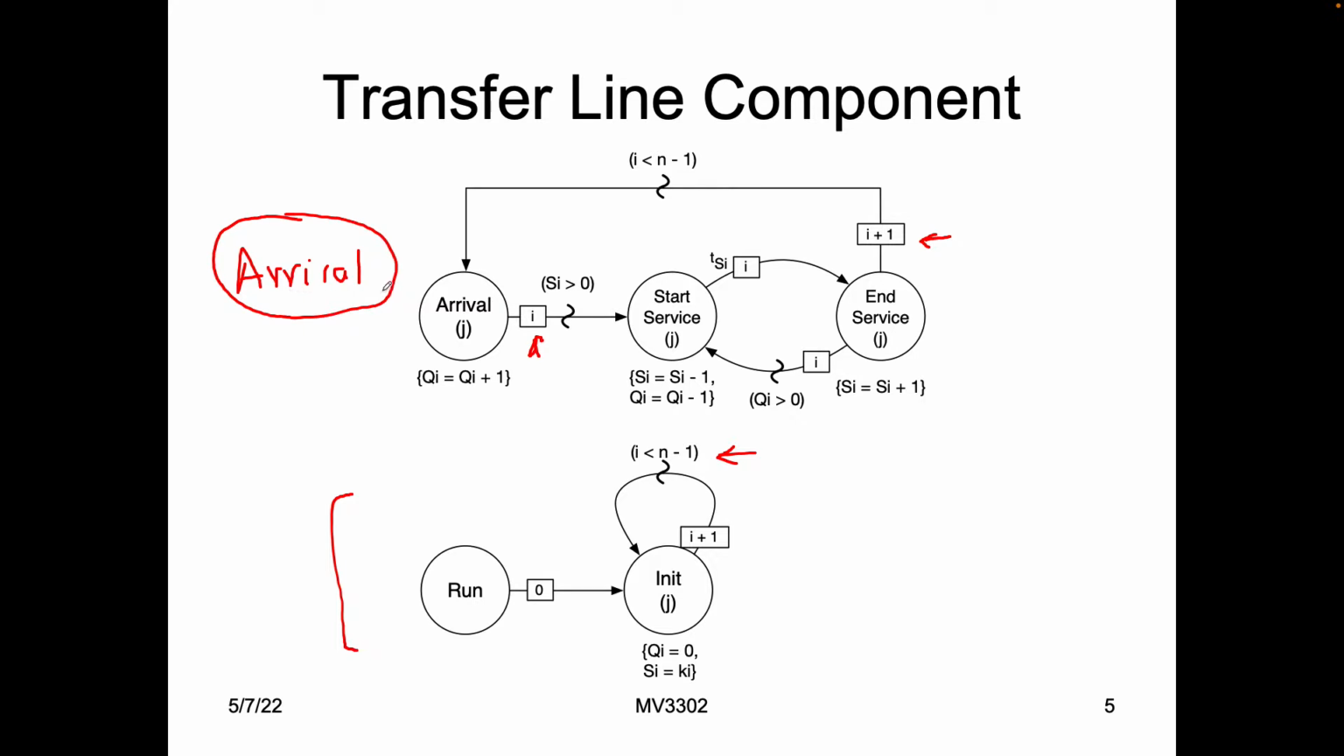This arrival event with no arguments is not a match for the arrival event with an argument. For two events to match when we're listening, there has to be an agreement of the name and there has to be an agreement of the arguments. If either one of those is missing, then there's no match. So if the transfer line component were to hear an arrival event with no arguments, it would say, I don't have an arrival event with no arguments, and so it would completely ignore it.